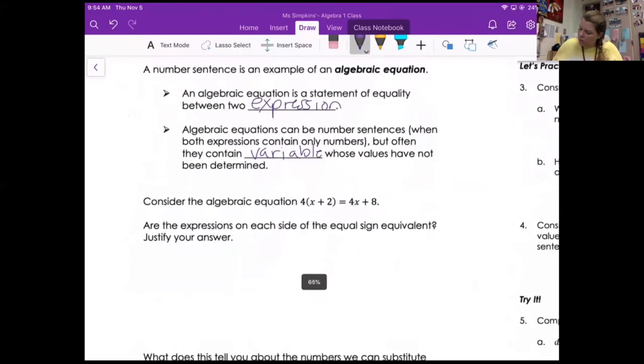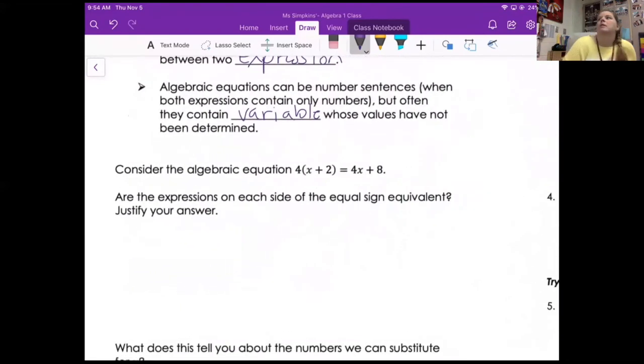So we're going to do some deep thinking. We have 4 times (x plus 2) equals 4x plus 8. Are both sides of that equal sign equivalent to each other? Are both sides saying the same thing, I guess is a better way to phrase my question. 4 times (x plus 2) and 4x plus 8. Are those the same thing?